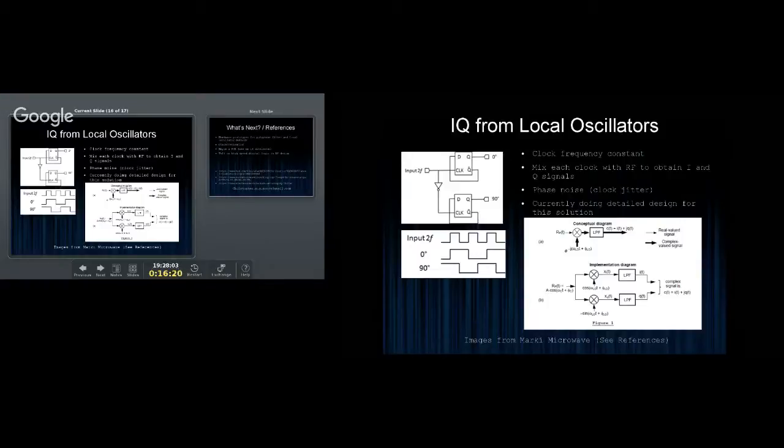So there are some other issues with this. Of course, it's a bit simplified when you use logic, but that makes it very convenient when you're driving mixers, diode mixers. But it can also introduce phase noise in the form of clock jitter. So you have some sort of very short-term deviation in the clock, and that could introduce phase noise in your final down-converted signal.